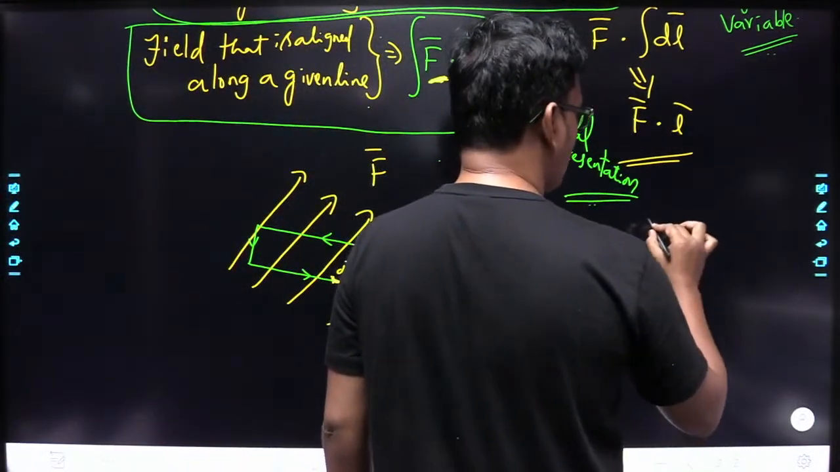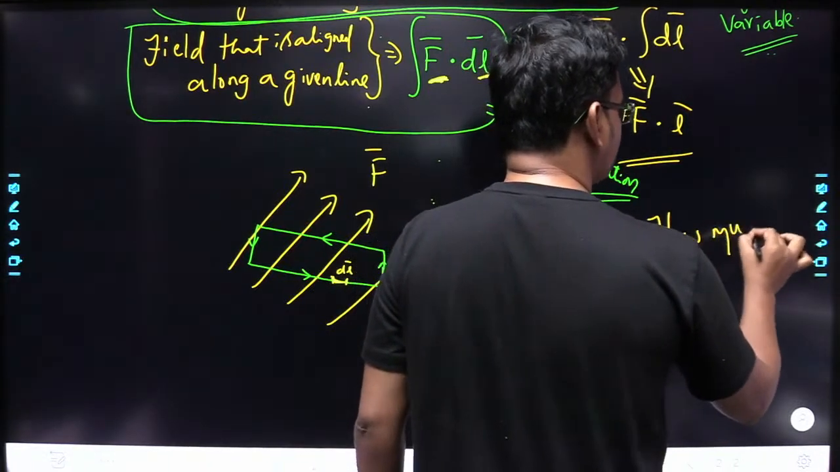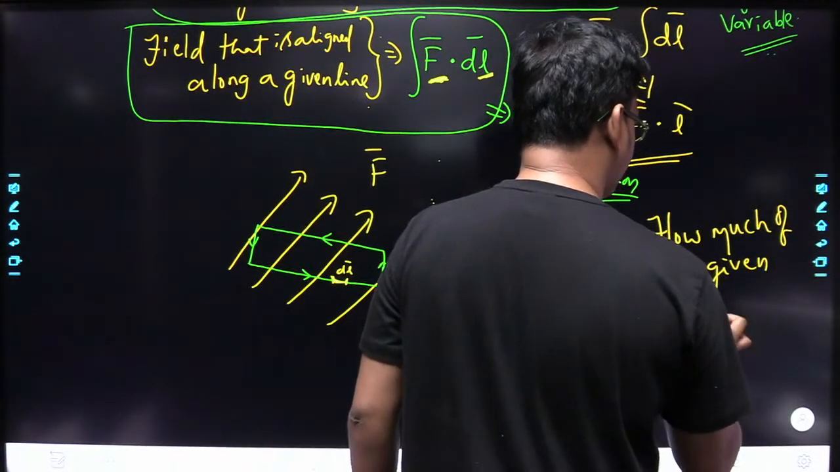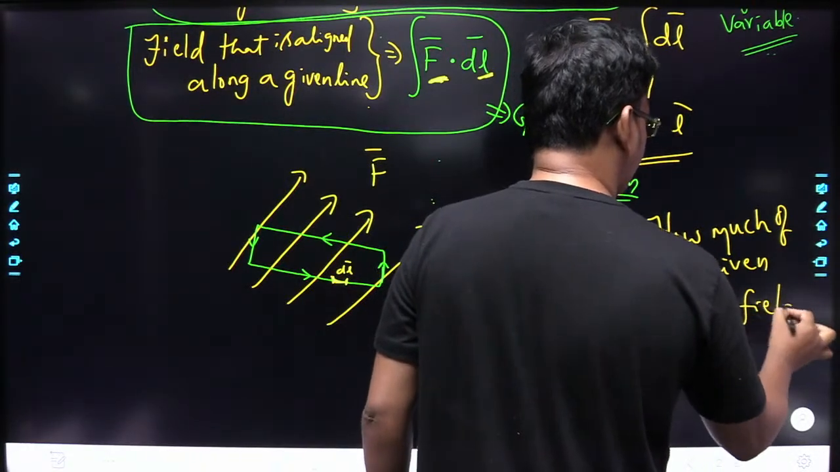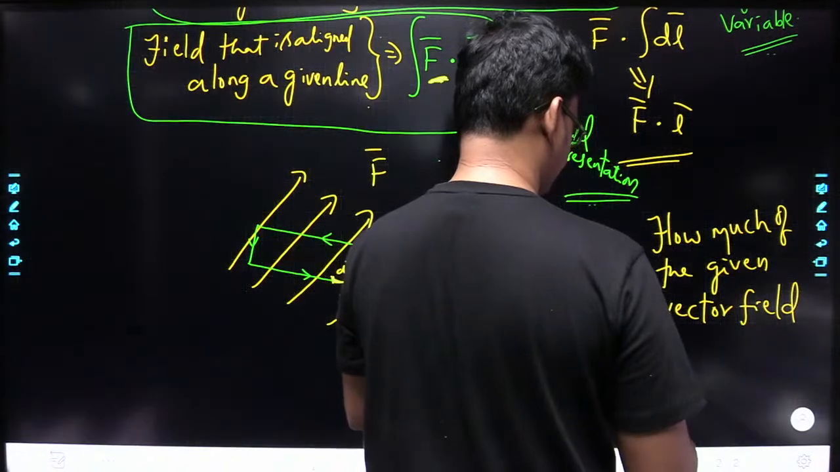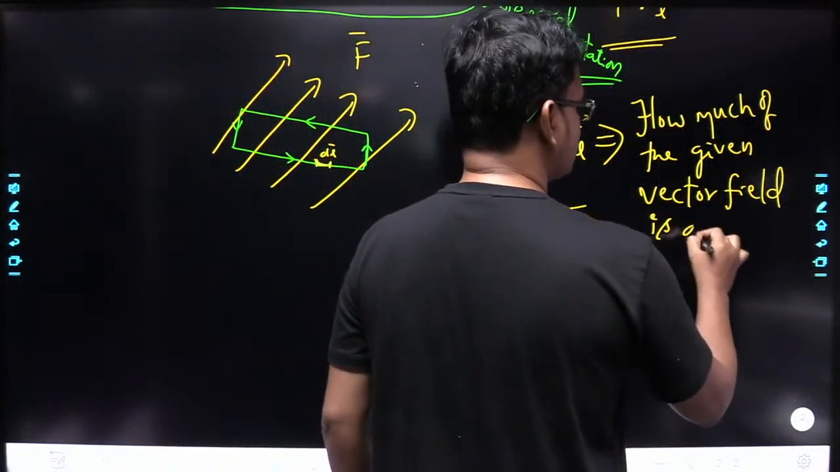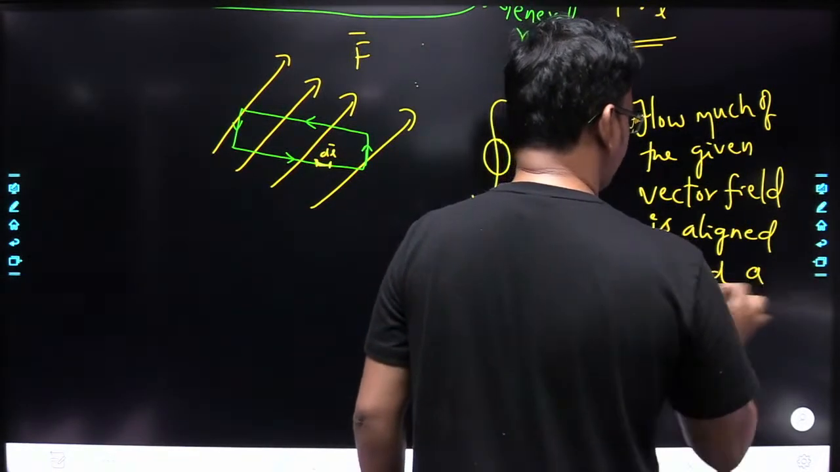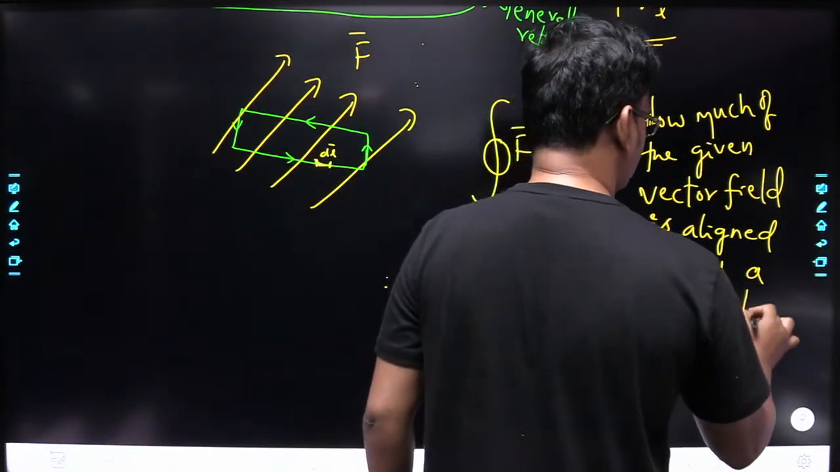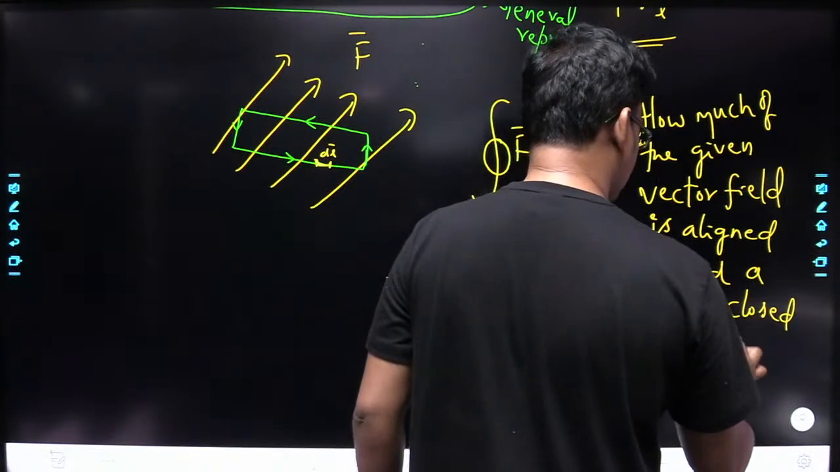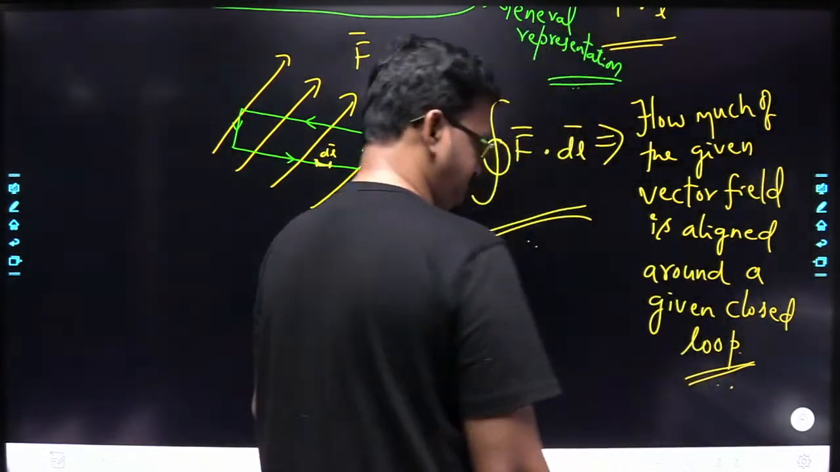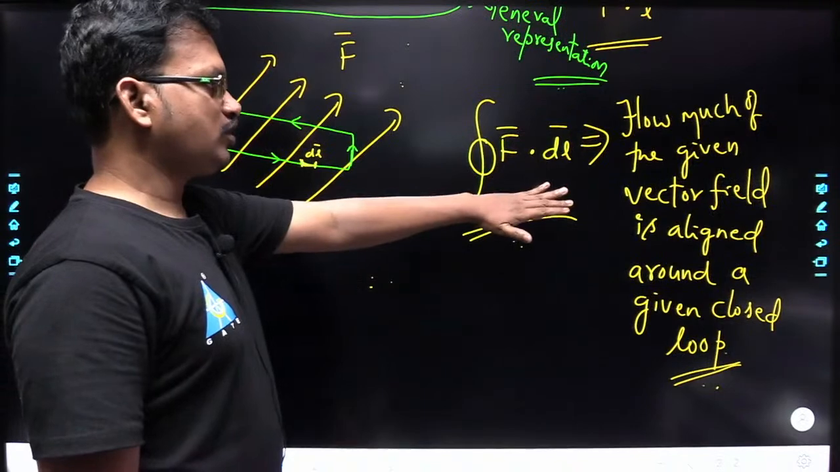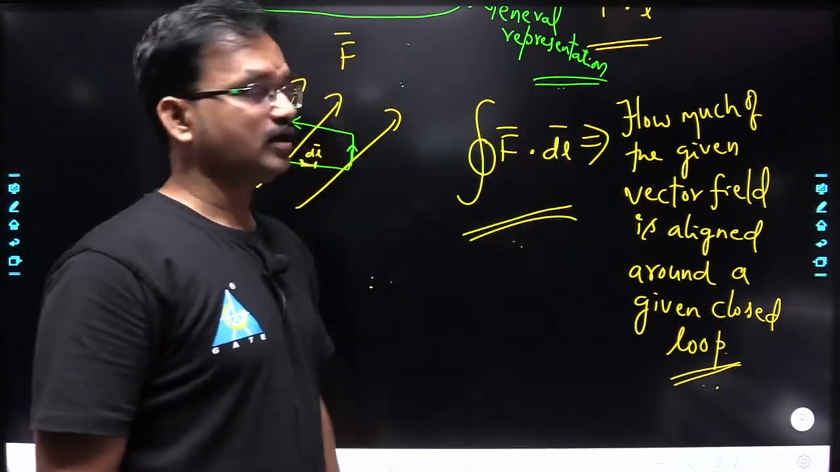This is going to give you how much of the given vector field is aligned around a given closed loop. First try to understand the concept here, then we can solve different problems so that you can easily understand further. So it is going to give you how much of the given vector field is aligned around a given closed loop.